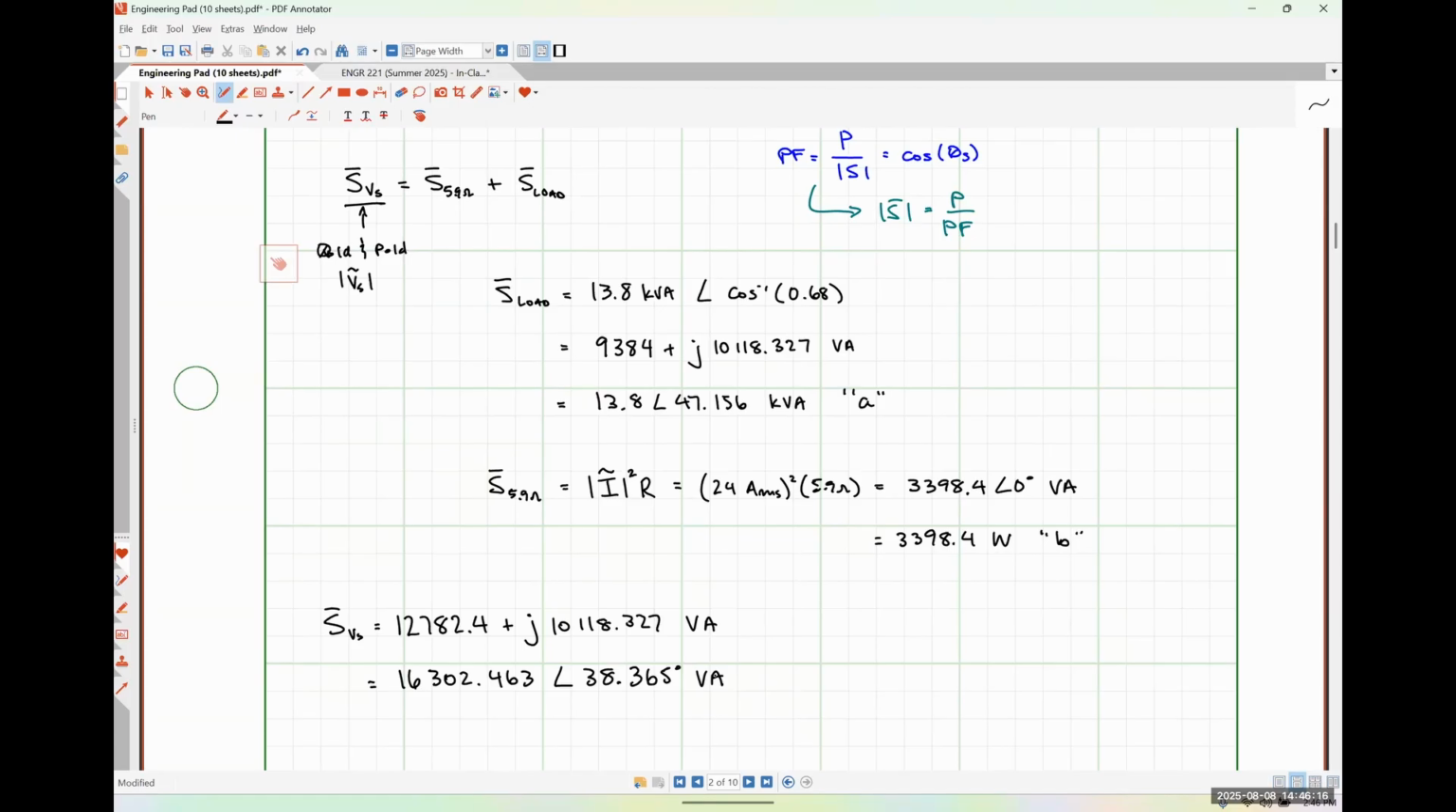Which of these numbers is going to be P old? The 12,000. Yep. 12,782.4 watts is P old, because the average power is just the real part of the complex power. Okay.